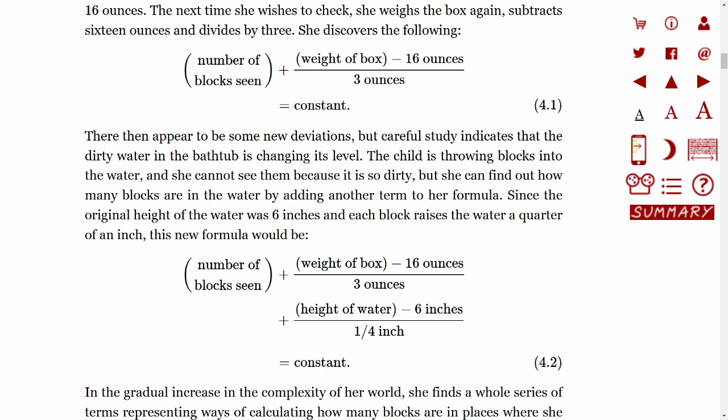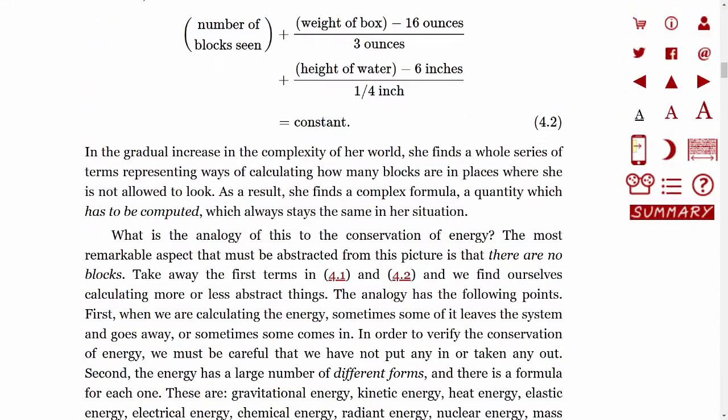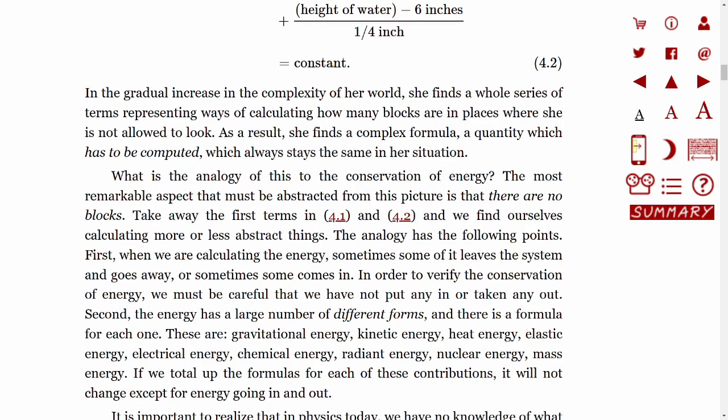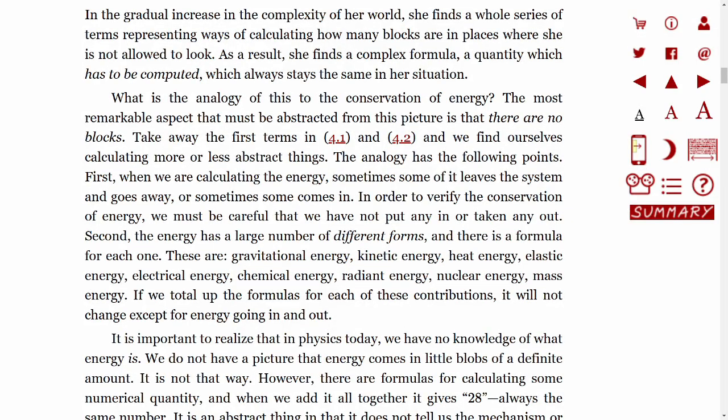Equation 4.2. In the gradual increase in the complexity of her world, she finds a whole series of terms representing ways of calculating how many blocks are in places where she is not allowed to look. As a result, she finds a complex formula, a quantity which has to be computed, which always stays the same in her situation.